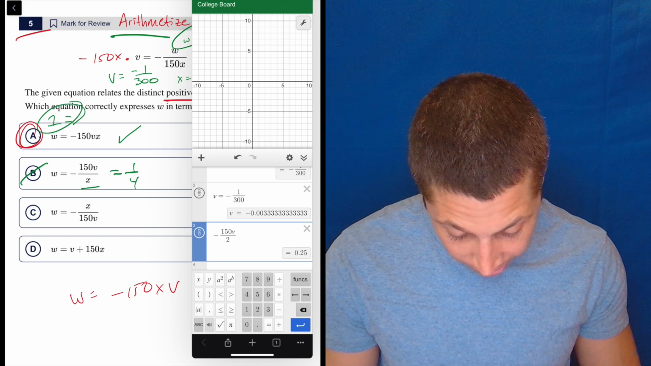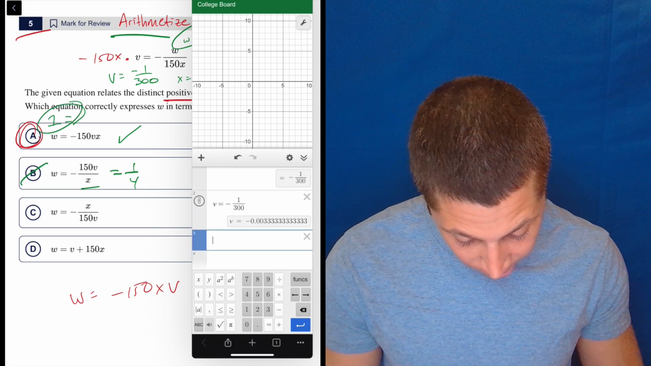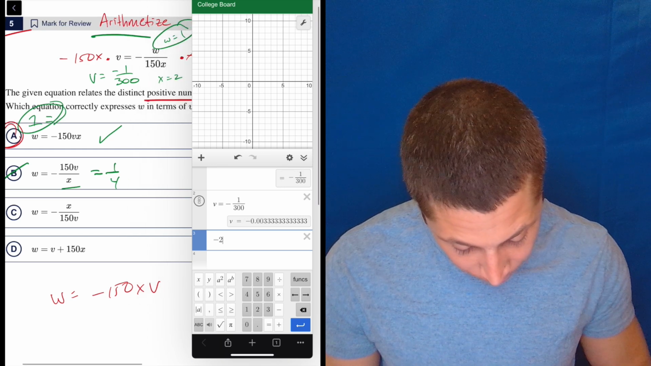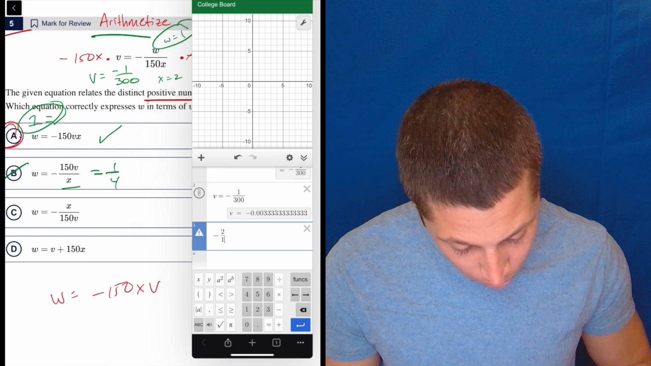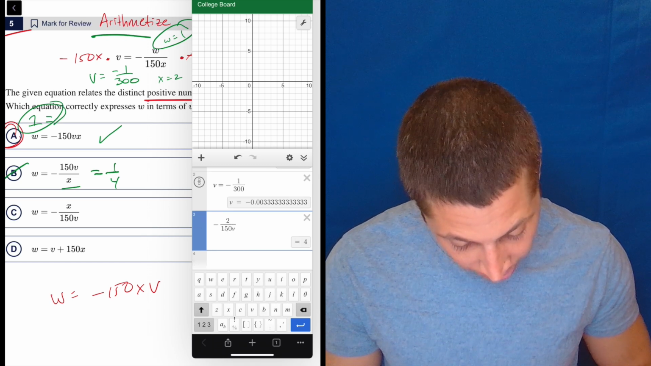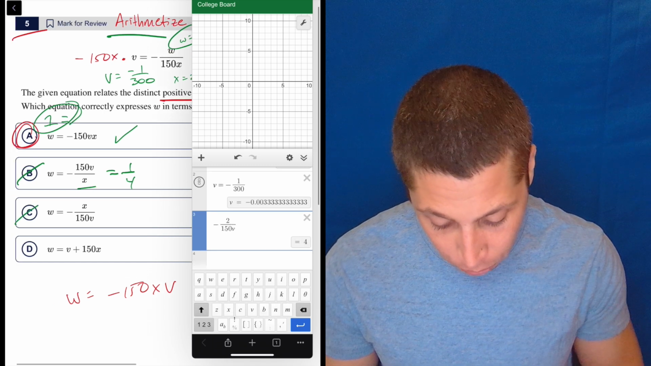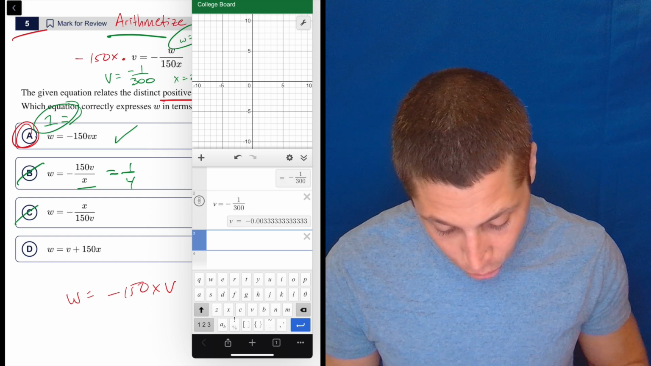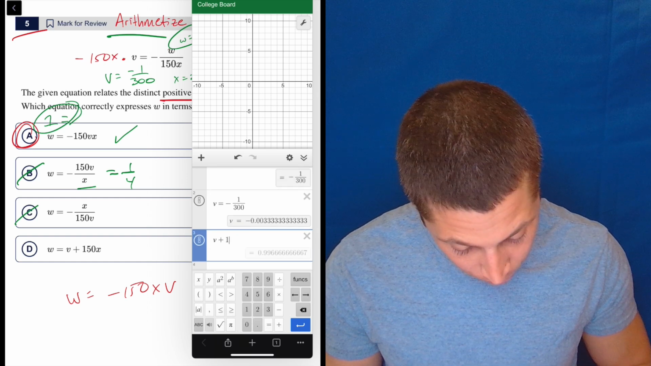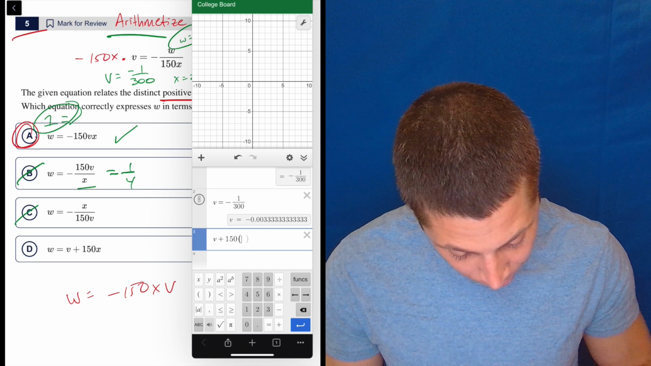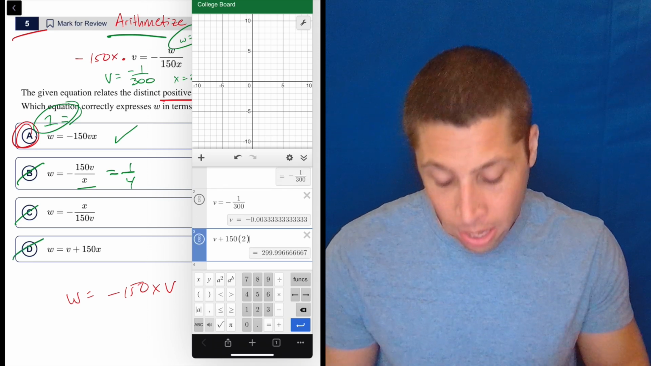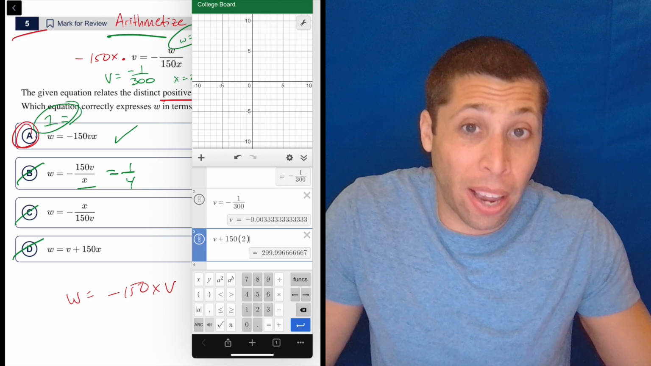So C is going to be, notice how time consuming this is, negative 2, right? x is 2, I keep forgetting, divided by 150 v, and that's 4. Again, not the number I'm looking for. And choice D would be v plus 150 times 2. And again, some crazy number. So there you go. It's better than nothing.